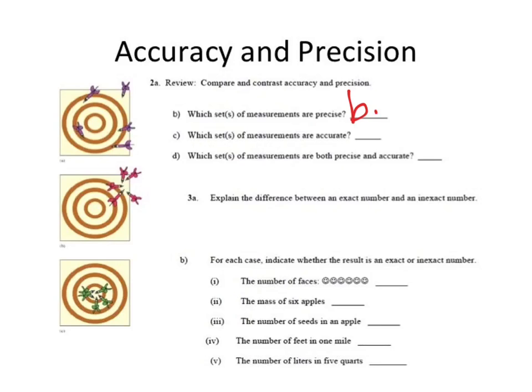Which is accurate? C. And which are both precise and accurate? C. Good. So last night in your reading, you should have read about exact numbers and inexact numbers. So can somebody tell me what is an exact number? An exact number is a countable quantity. A countable quantity. Yes, thank you.